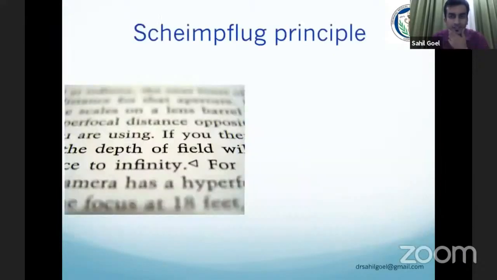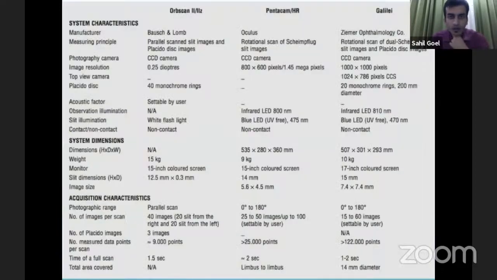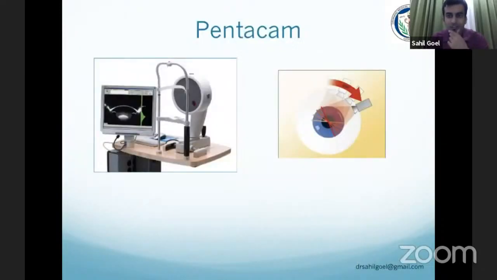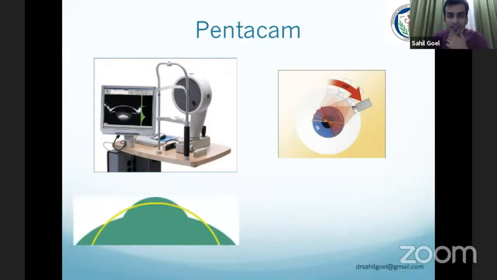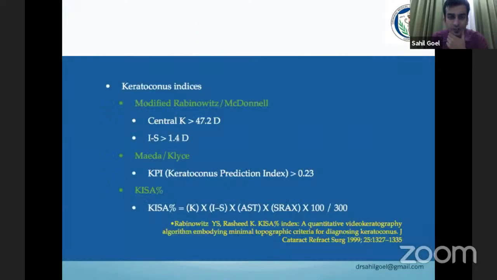Before I go into detail, just in brief, a basic principle. Most of these machines use a Scheimpflug camera, which increases the depth of focus, whereby objects at varying distances from the lens plane are brought into focus at the image plane. I'm not going to compare various instruments. I'll start with Pentacam, which has a central camera to adjust for eye movements, and a peripheral Scheimpflug camera, which rotates 360 degrees and takes multiple cross-sectional images of the cornea. Using edge detection software, we can then calculate the elevation of each point.